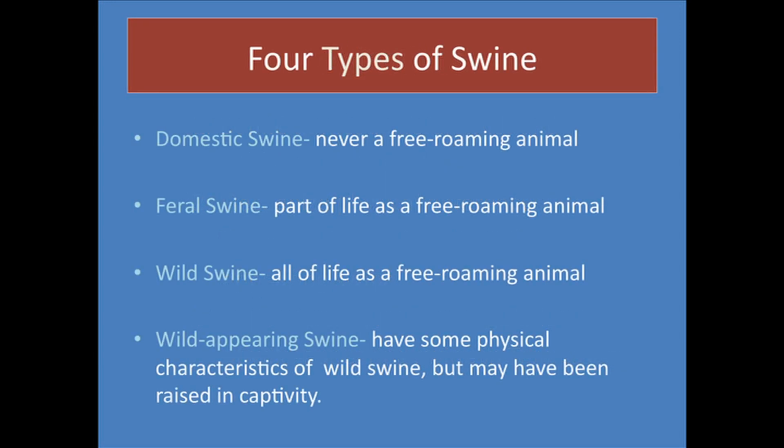There are 4 types of swine. Domestic swine have never been free-roaming animals. They have always been in captivity. Feral swine have spent part of their lives as free-roaming animals. Wild swine have spent all of their lives as free-roaming animals, and wild-appearing swine have some physical characteristics of wild swine, but they may have spent all of their lives in captivity.